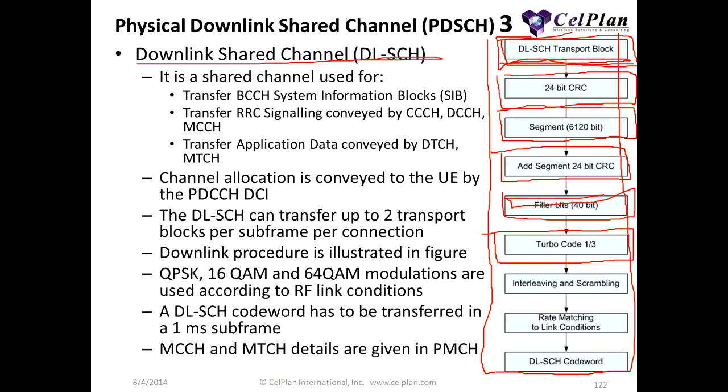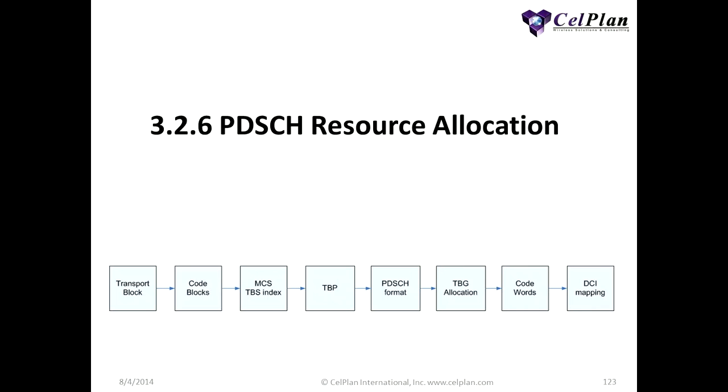So data is 1, error correction is 2. So it's 1 of data in a total of 3. Then we do interleaving and we do scrambling with the cell ID, and then we will do rate matching to link conditions. So what the rate matching will do, it can puncture or it can repeat and then puncture. So in the end, what we have is a code adjusted to the requirements of the RF channel.